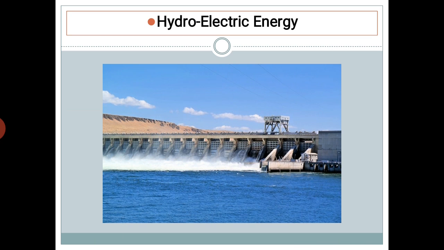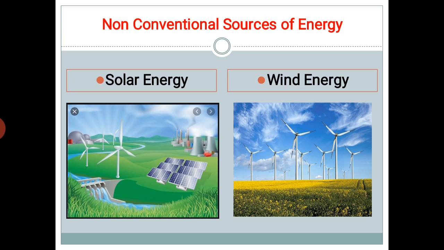Okay students, so these are the conventional sources of energy: coal, petroleum oil, thermal power, natural gas and hydroelectricity. Next one, students, non-conventional sources of energy. Listen students, these sources are also called the renewable sources, which can be renewed either naturally or by human efforts.